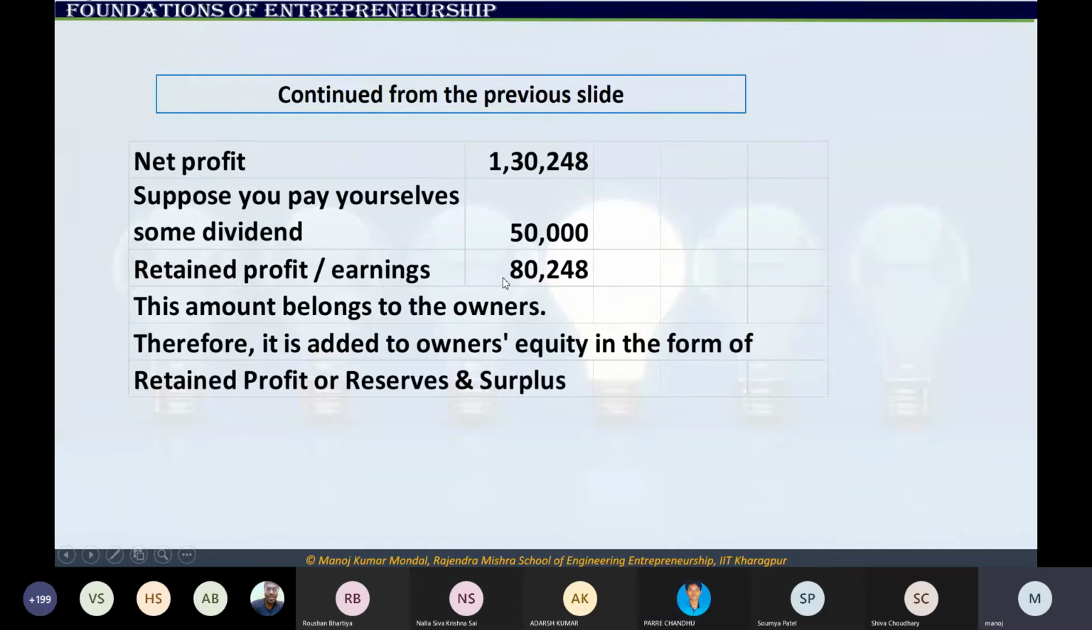Suppose you pay dividend of 50,000, then the net profit minus dividend is the retained earning, or retained profit, or it goes to the reserves and surplus. This amount belongs to the owner. All the money, dividend as well as the retained earning, net profit belongs to the owner. Therefore, it is added to owner's equity in the form of retained profit or reserves and surplus. The 80,000 goes into reserves and surplus.